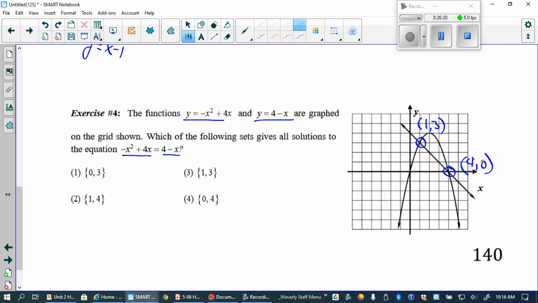So what's the correct choice? X of 1, X of 4, right? This is X equals 1 or X equals 4. They just have it in set notation.